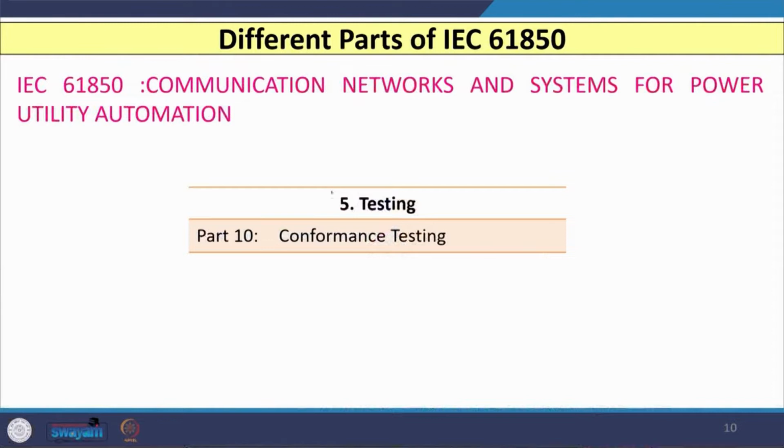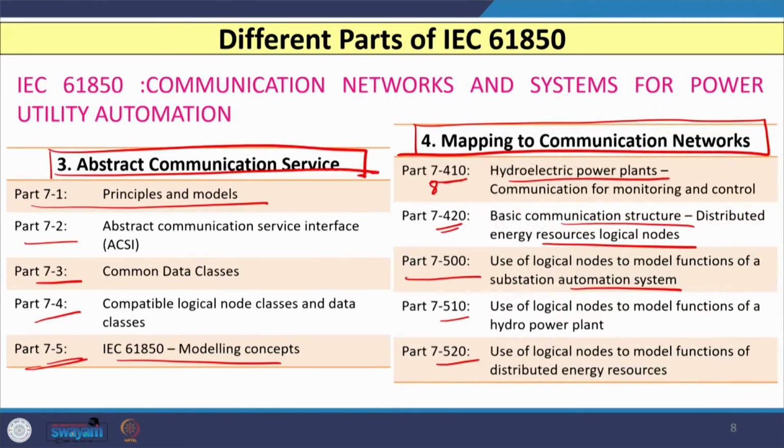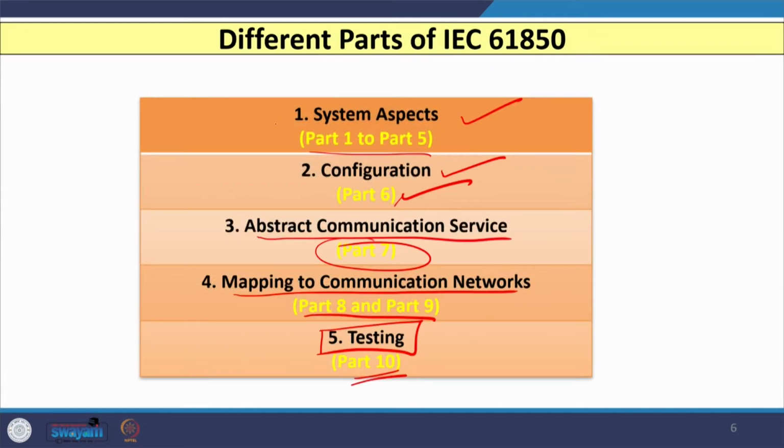And the last part, the 5th block, is the testing block, where the conformance testing to be carried out is mentioned in part 10. Now we will discuss each block, starting from system aspects, part 1 to part 5, configuration in part 6, abstract communication service in general form in part 7, mapping to communication network in part 8 and part 9, and then testing in part 10. We will discuss the significance of each of these parts.